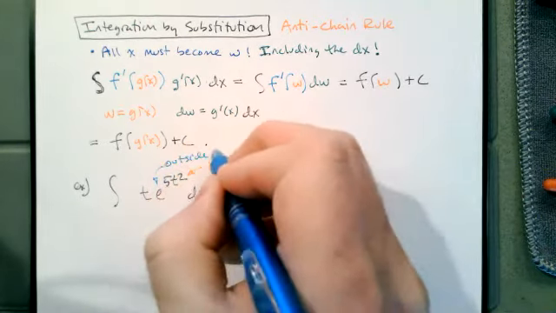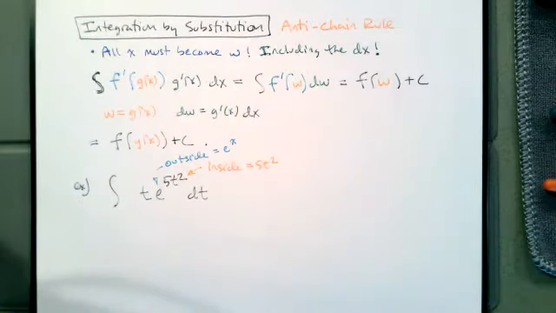Now, this is just our first impression. If we're going to identify the inside as 5t squared, I need the derivative of that as a factor. The derivative of 5t squared is 10t. So I need some multiple of 10t, and I have that right here. So identify t as the derivative of the inside.